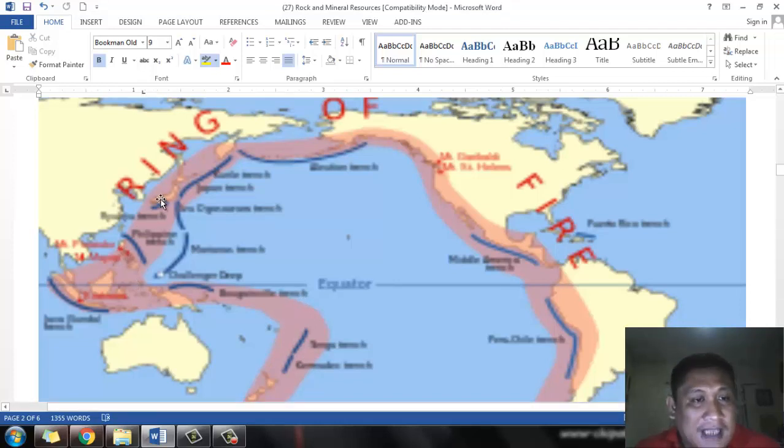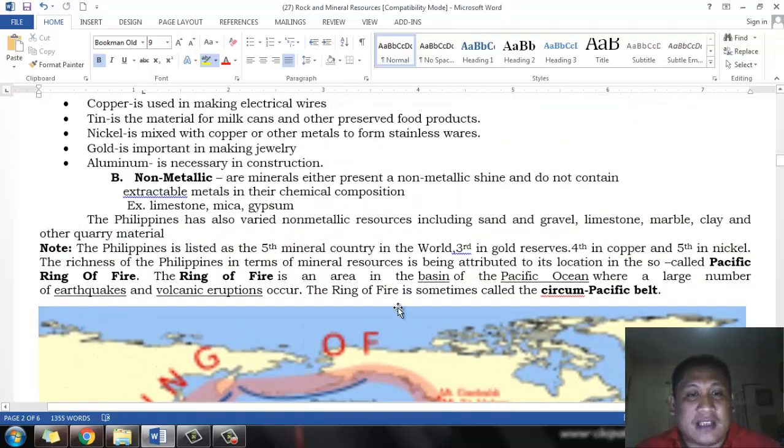And the Philippines lies in the Pacific Ring of Fire. That is why the Philippines has lots of minerals. Minerals actually are produced out of tremendous heat and pressure. Out of the pressure and heat beneath the Earth's surface, ma-process itong mga rocks dito, ang mga substances, ang mga chemical compositions, and they together form into one major structure. We call that minerals or deposits.